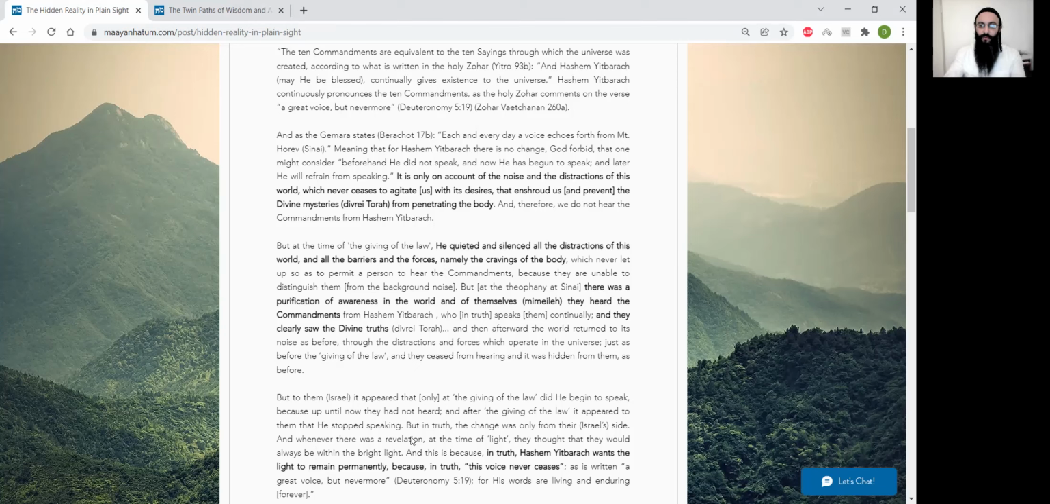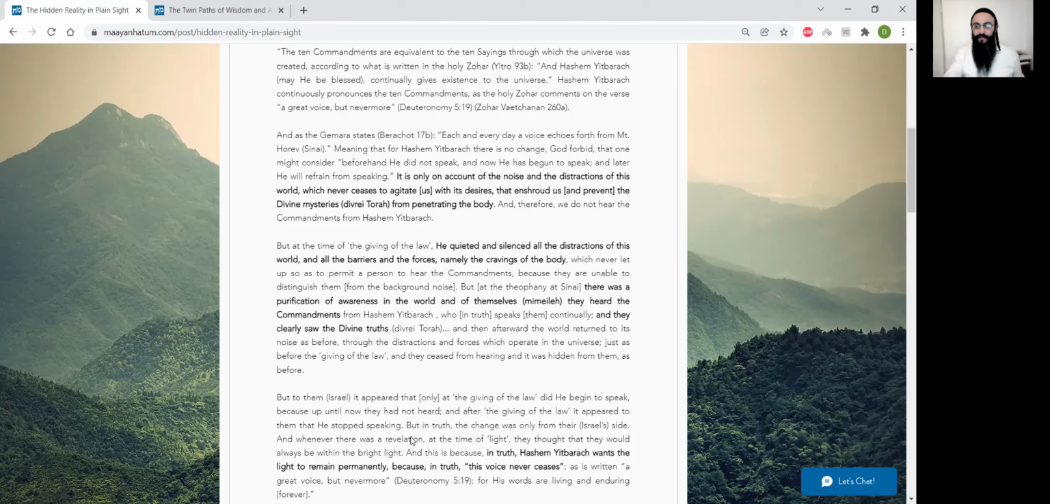The reason why we cannot hear God speaking is because of the noise and the distractions of this world, that this world is continually pestering us with its desires and its wills, and this separates us from the Divrei Torah, which want to enter into the body. The Divrei Torah meaning the revelation of God, revelation of God's knowledge, the glory of God. Therefore, because of these distractions and the noise and our will and desires, we can't hear the Diberot from Hashem. We can't hear the 10 Commandments. We can't hear God speaking them, because God is speaking them.